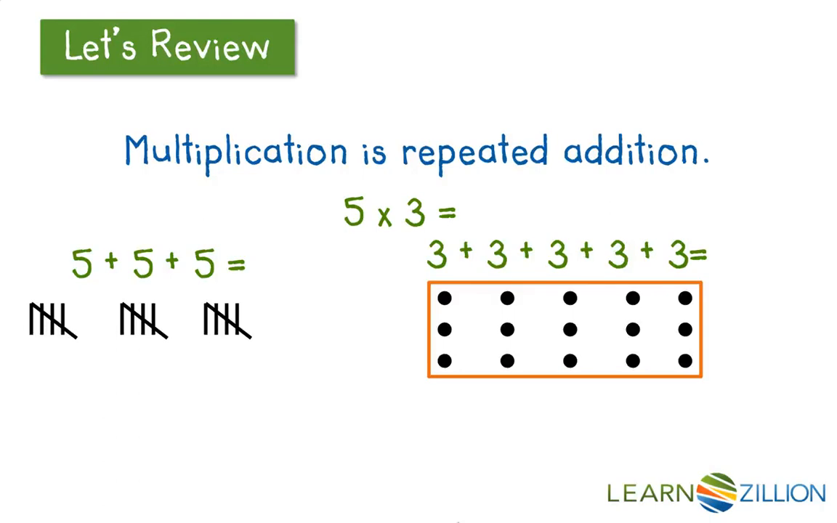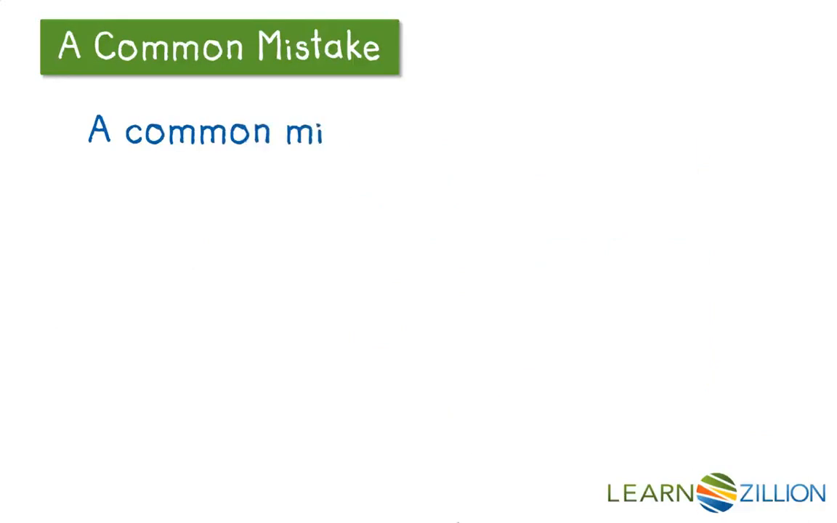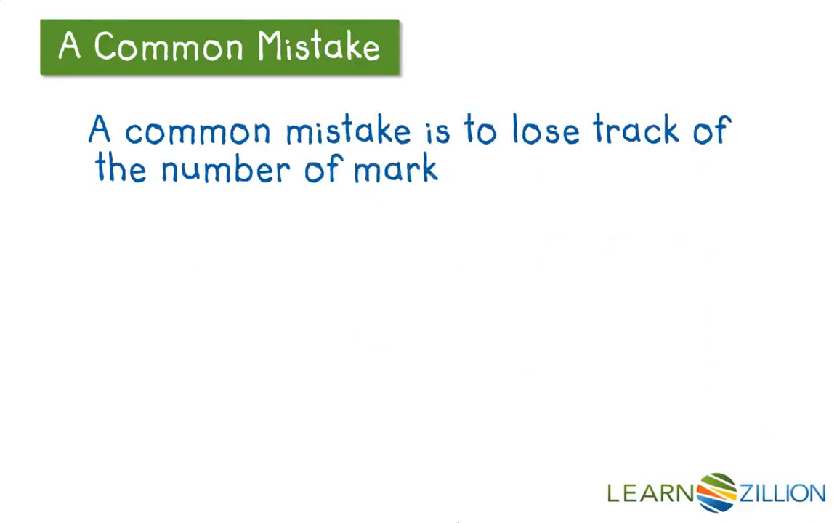This rectangular shape I made is called an array. When we make an array to represent a multiplication problem, it will always be a rectangle. An array is made up of rows and columns. The factors in the multiplication problem represent the number of rows and the number of columns. Or we can think of an array as having 3 rows with 5 marks in each row. A common mistake is to lose track of the marks in the array as you count.